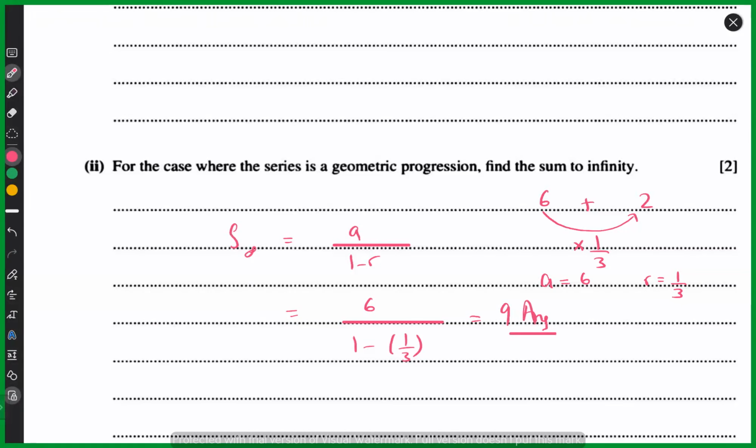Yes, any confusions with this? No, miss. What about you? No, miss. Thank you. Okay, all right. Then let me stop the recording.